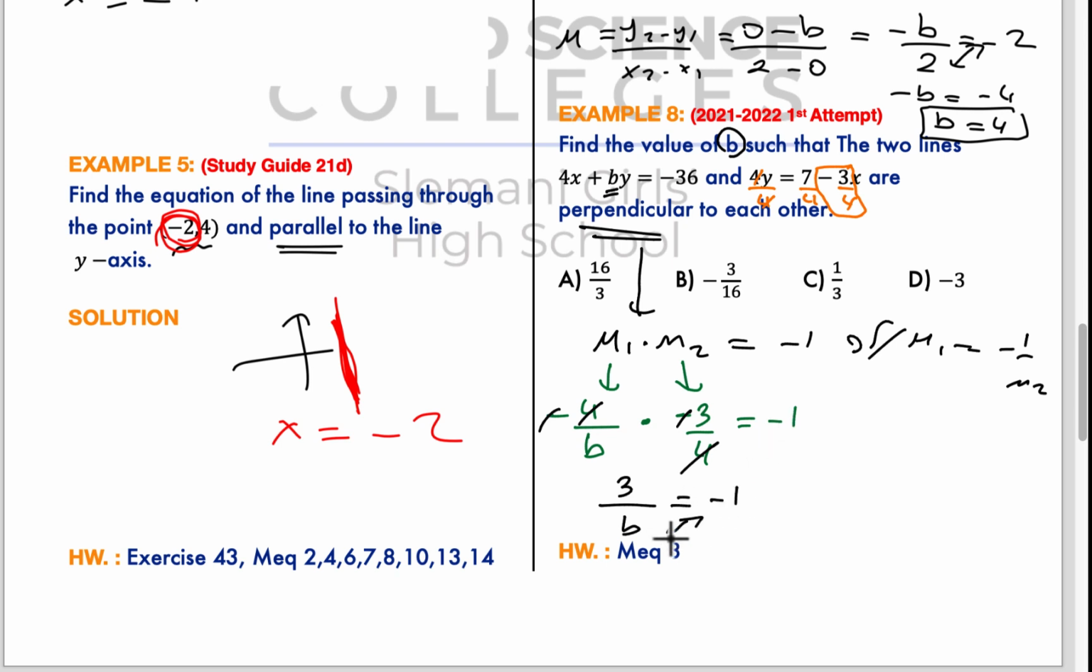Cross multiply. Negative b equals 3. Get rid of the negative. b equals negative 3. So I got my answer easily if I know the rule.